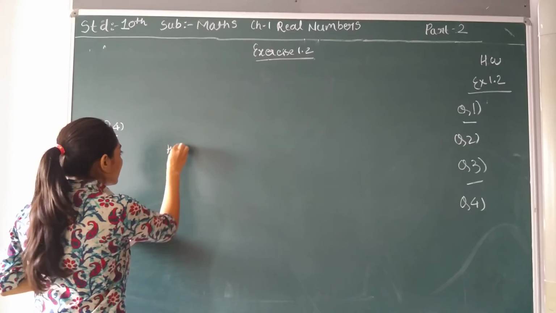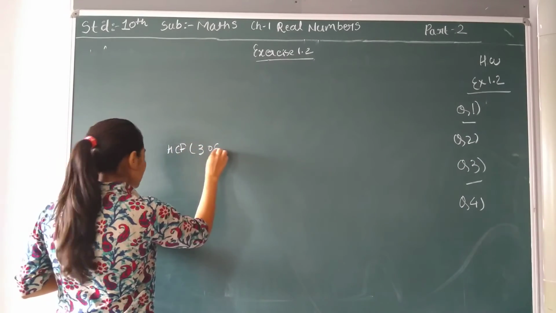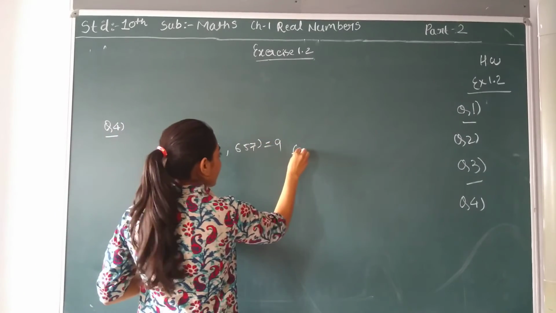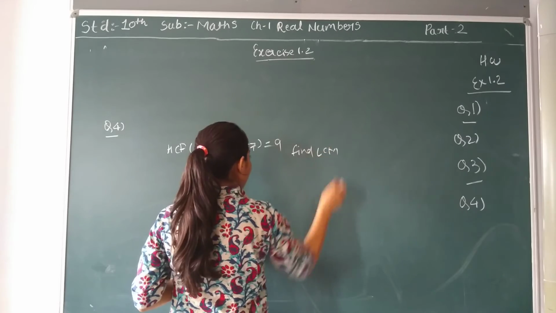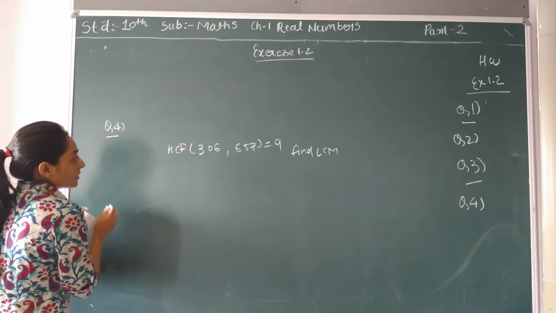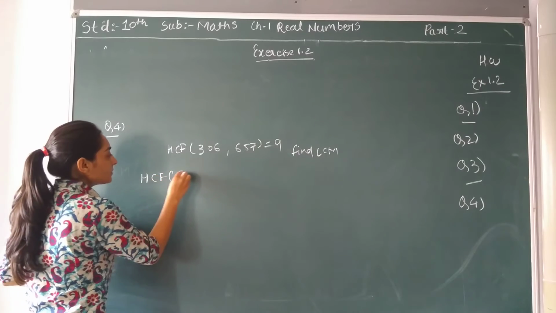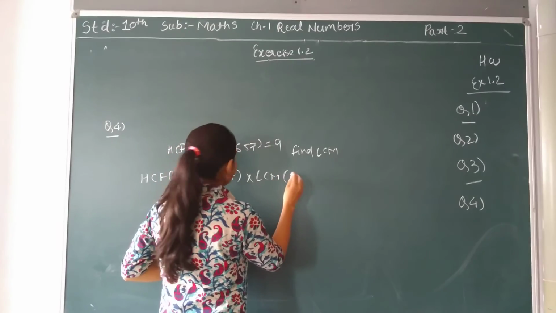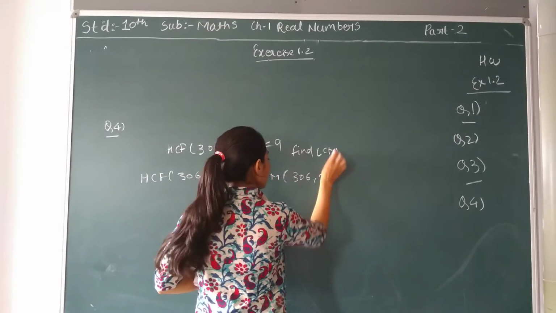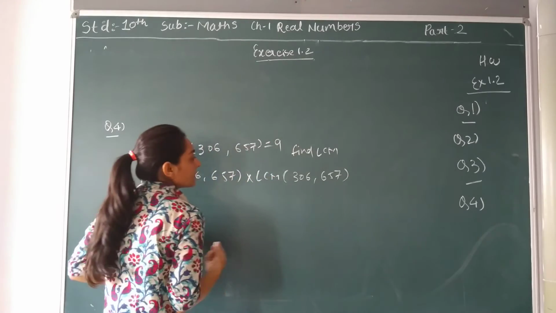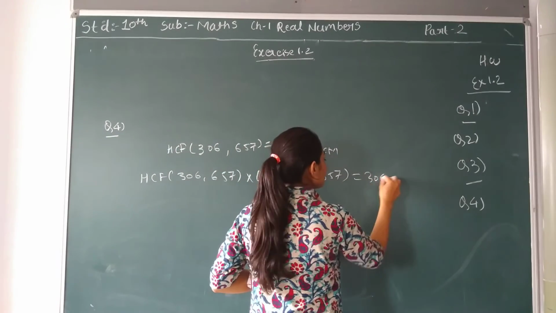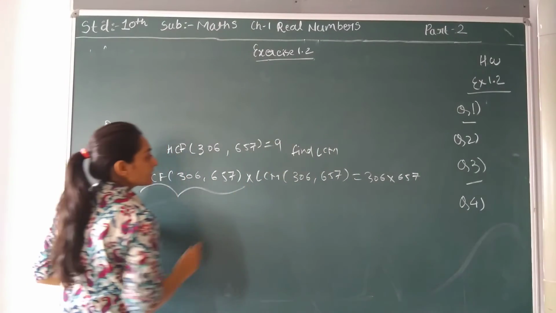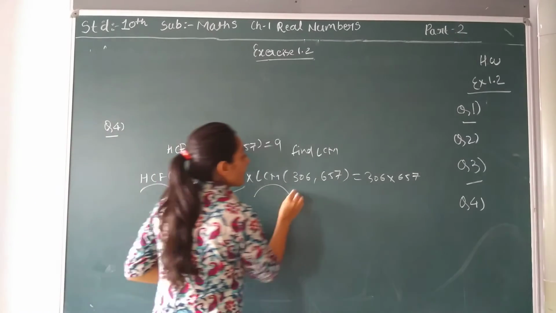So the given is HCF of 306 and 657 equals 9. Now find the LCM of it. The formula is HCF of 306 and 657 into LCM of 306 and 657 equals nothing but 306 into 657 only. We are given that the HCF is 9, and we have to find the LCM.